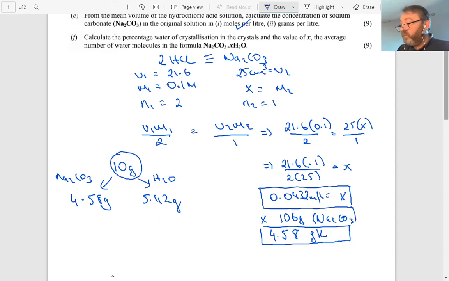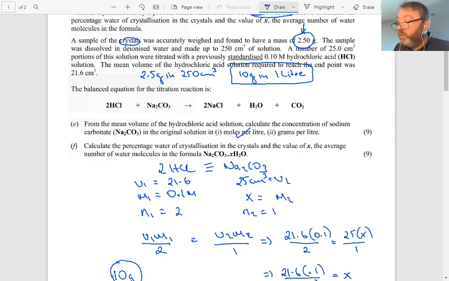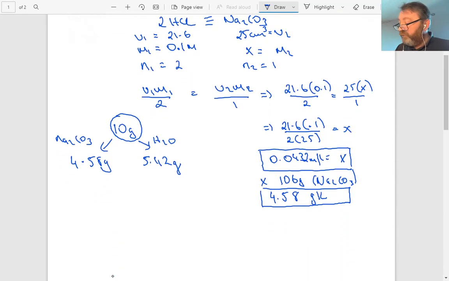Okay, now you're probably saying, well, we didn't use 10 grams. But hold on a sec. No, we put 2.5 into 250. But for chemists, 2.5 and 250 is the same as 10 grams in a litre. And the reason why I have to use a litre is because it's a standard volume. Then down here, my titration said that there was only 0.0432 moles of active ingredient sodium carbonate in a litre, which I turned into grams per litre, and the titration tells me that in those 10 grams, there's only 4.58 grams of the active sodium carbonate, which means that the rest must be water.